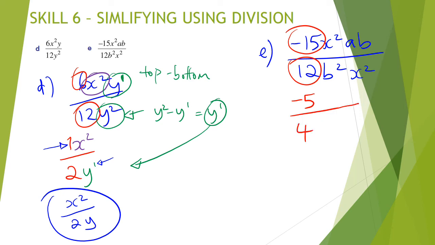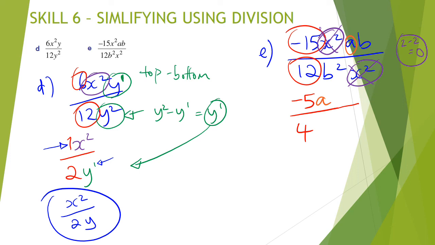Now we focus on the letters. We've got x squared up on the top and x squared on the bottom. If we do 2 minus 2, that equals 0. So we're going to have no x's anymore. They're going to cancel each other out. So put a line through that and a line through that. They're going to disappear. If we look at the a's, we've got an a on the top and nothing on the bottom. So let's just keep a on the top.